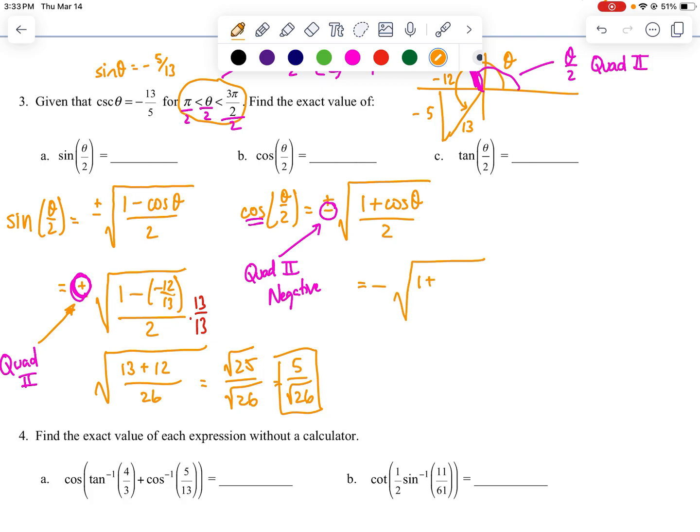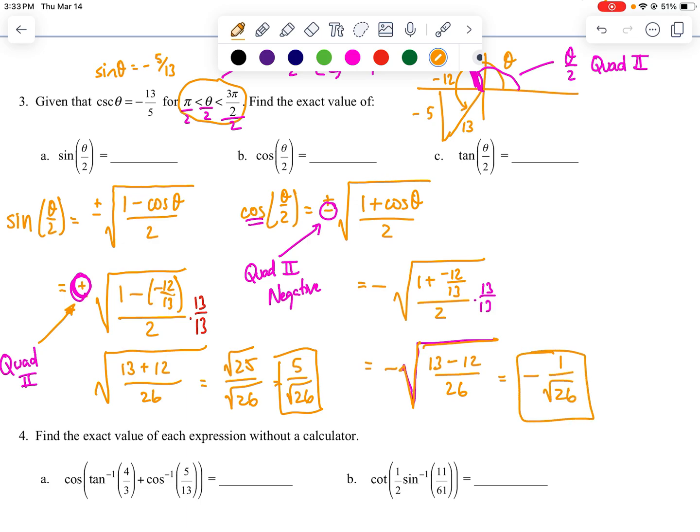1 plus, I go back to the original angle, which was negative 12/13. And then on the bottom I've got 2. So that's going to be negative. So if I multiply by 13 over 13, I'm going to get, let me change back to orange here, 13 minus 12 over 26, which is negative 1 over radical 26.